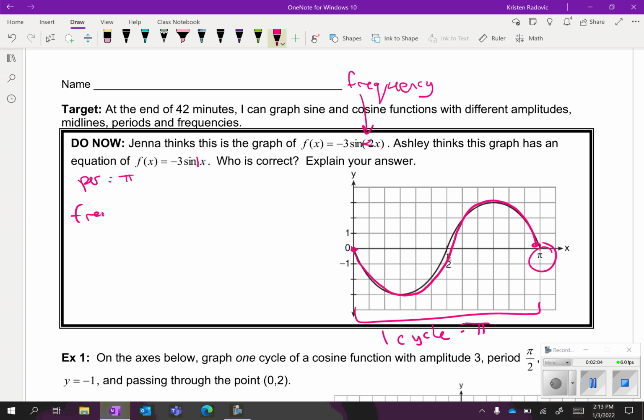Now we know that our frequency is equivalent to 2 pi over your period, which means that your frequency is 2 pi over pi, which is 2. That makes sense because if one cycle happens from 0 to pi, and your frequency is how many cycles happen from 0 to 2 pi, then if 1 cycle is pi, 2 cycles are within 2 pi. So we figured out that the frequency is 2, so clearly Jenna's correct.